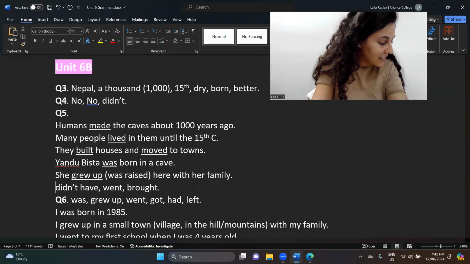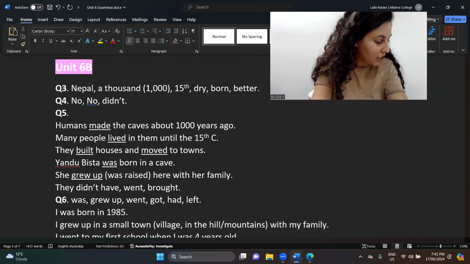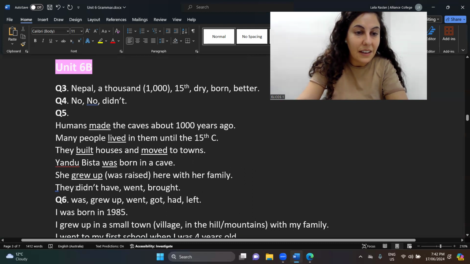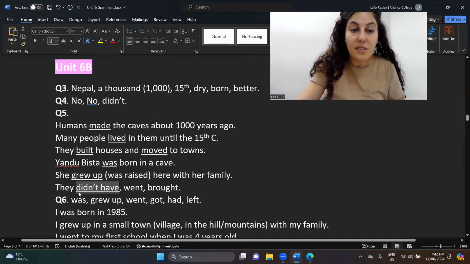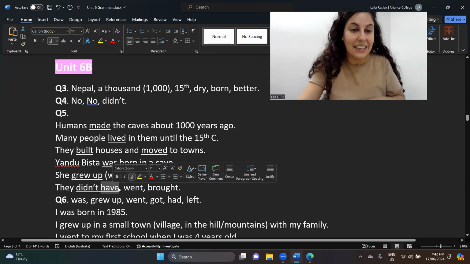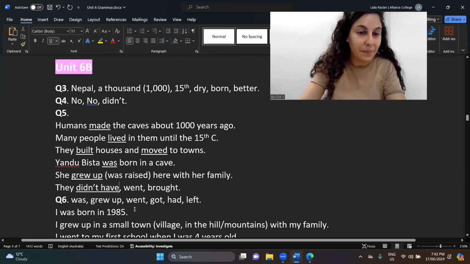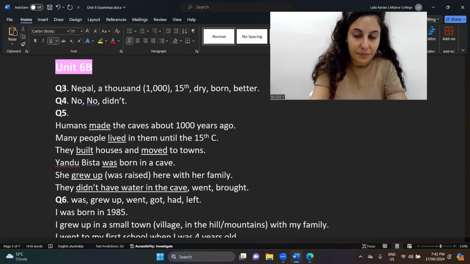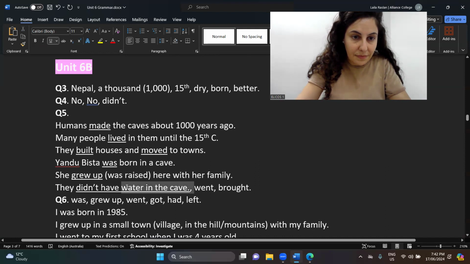Now we're going to use a negative. We're going to say they, plural, as the subject. They didn't have. So remember, in the negative past, you have to use the auxiliary verb didn't, and then you have the verb. You don't add an ed. They didn't have, they didn't study, they didn't see, they didn't go. Okay, so you do not add the ed to this verb. You leave it in the auxiliary. So they didn't have water in the cave.